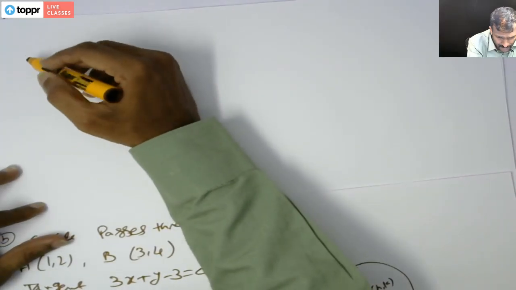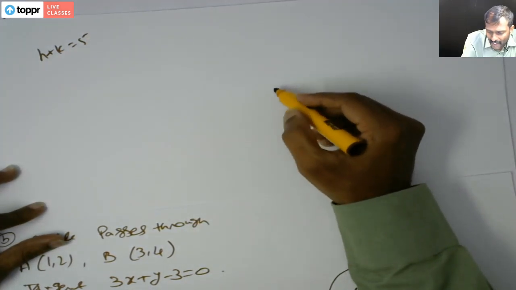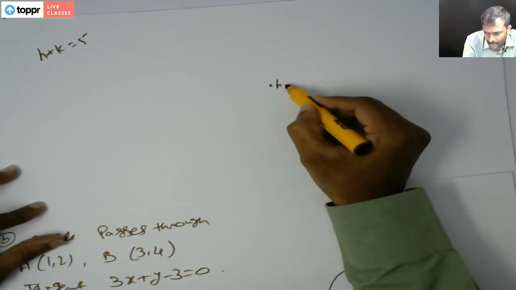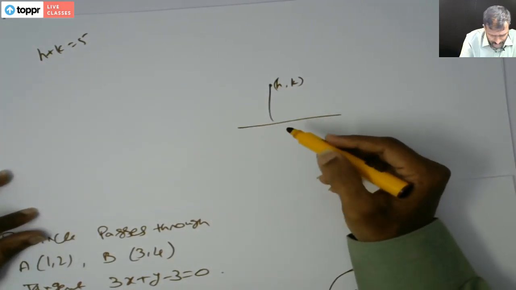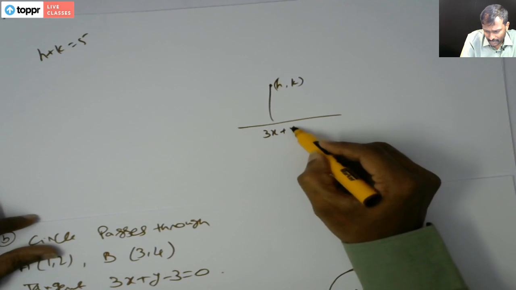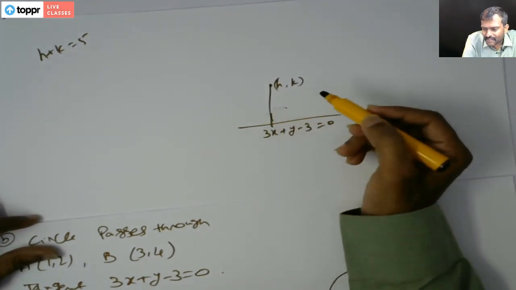So let me write the first equation here. h plus k is equal to 5. Now I have the point h comma k here, and this one is there, the equation 3x plus y minus 3 equals 0. So what would this distance be equal to?